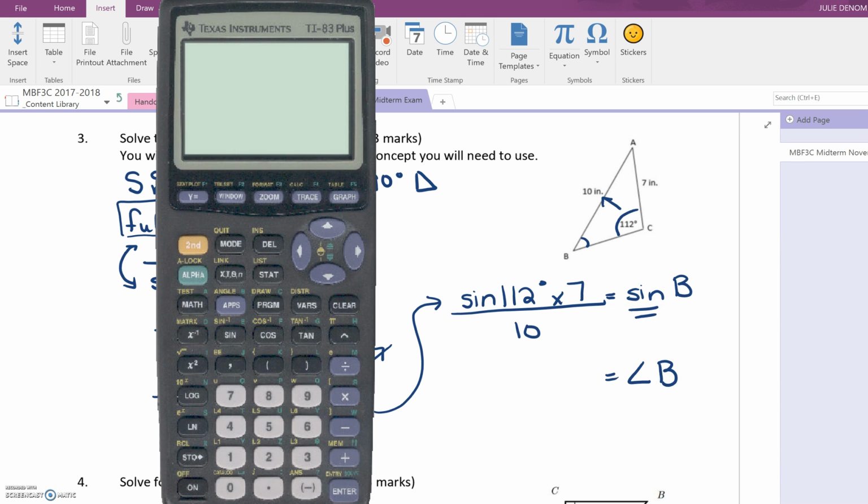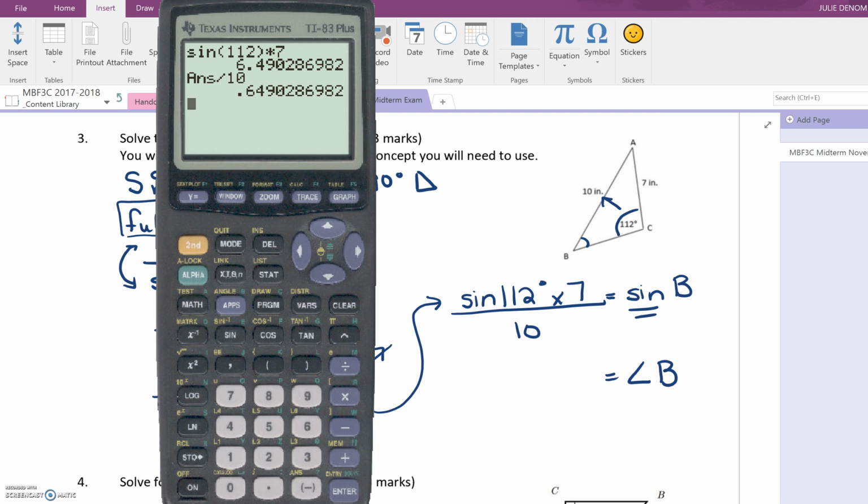I'm just going to grab the calculator. So we're going to do sine of 112. If you have a calculator that's backwards, you have to know how to use it. So sine of 112 times 7 equals, so it's this number, but then we have to divide that by 10. And that certainly doesn't look like an angle that belongs in this triangle.